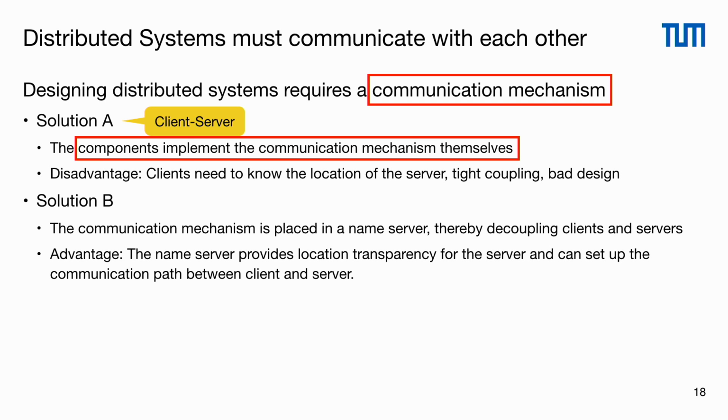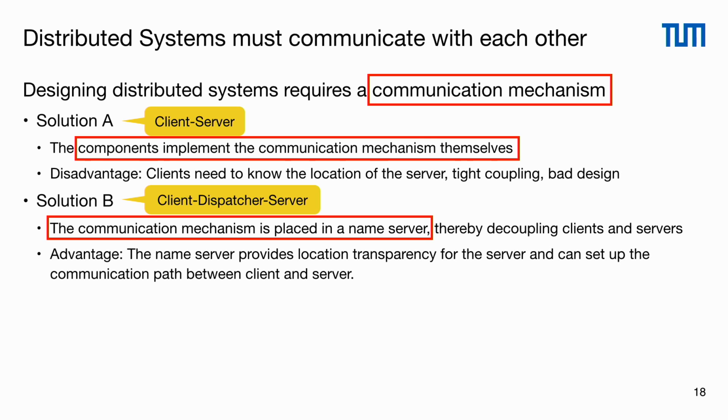Within solution B, the communication mechanism is placed in a name server. We thereby decouple the clients and its servers. The advantage of solution B, which we will call later on client dispatcher server, is that the name server provides location transparency, and so the client does not need to know where the real server actually is. To give you a deeper insight into this client dispatcher server, we've prepared a small explanation video for you.